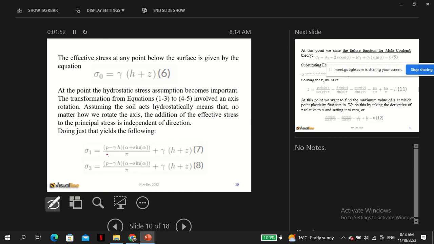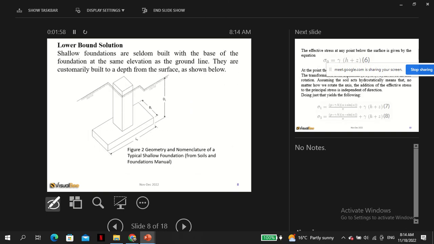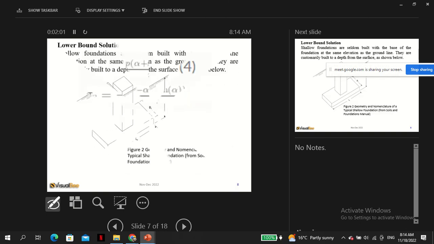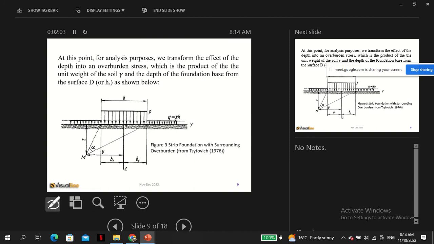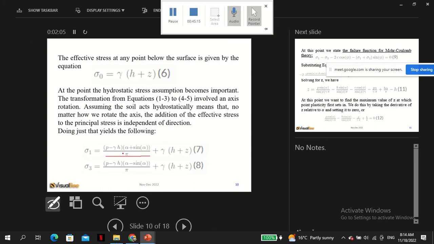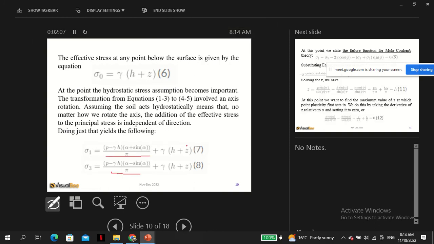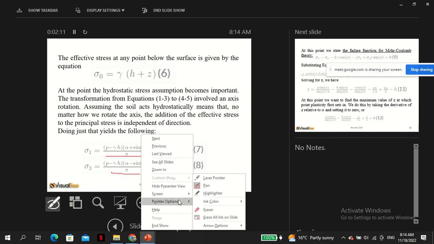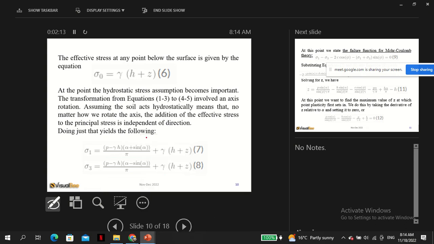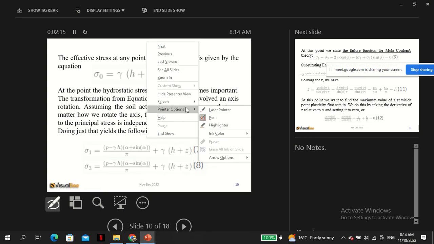So here you can see this is the original equation 4, and this is the original equation 5. So we are adding effective stress to both equation 4 and 5. That gives us equation 7 and 8.